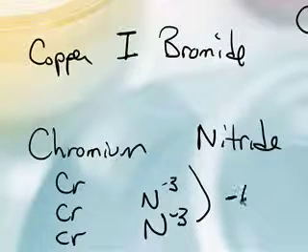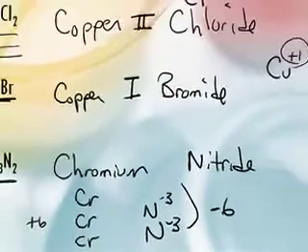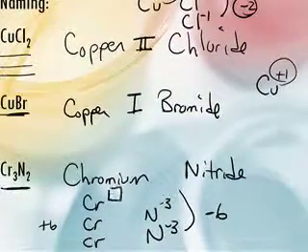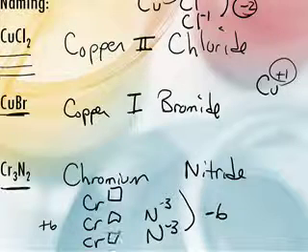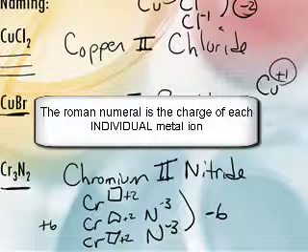-3 and -3 is -6. So the pluses also have to add up to positive 6. So this would be chromium 6 nitride. No. All 3 chromiums total have to add up to 6. So it's going to be plus what? What number times 3 is 6? 2. So each of them would have a charge of +2. It is not the overall charge, guys. It is the charge of the individual atoms. So this is chromium, Roman numeral 2, nitride.